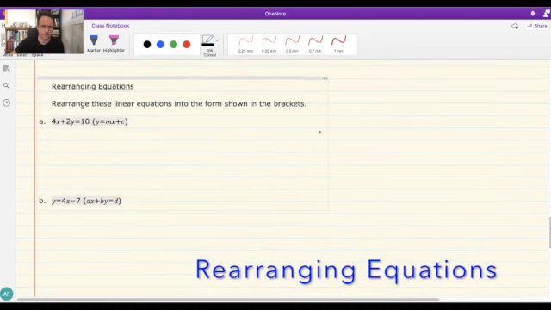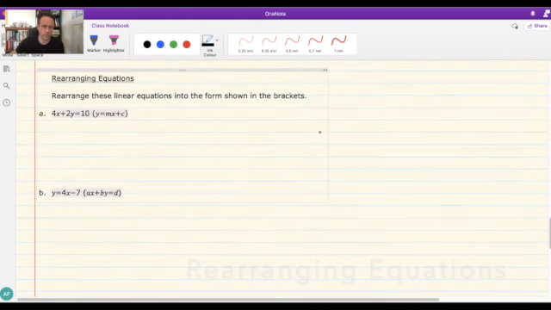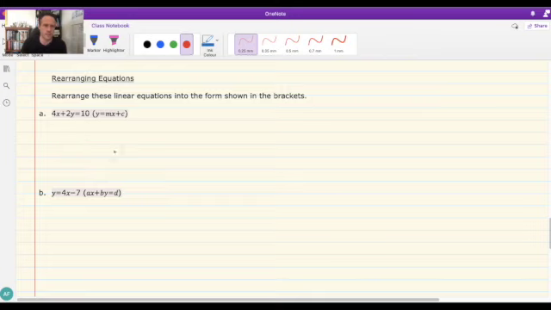And we look at rearranging equations. Here we've got two equations. In the first one, we've got it stated in the intercept form, so 4x plus 2y equals 10. And it wants us to rearrange it into the form of y equals mx plus c. If you're asking yourself how do you do that, all we have to think about is we need y on its own. So using our algebra, we need to get rid of the 4x and the 2 there.